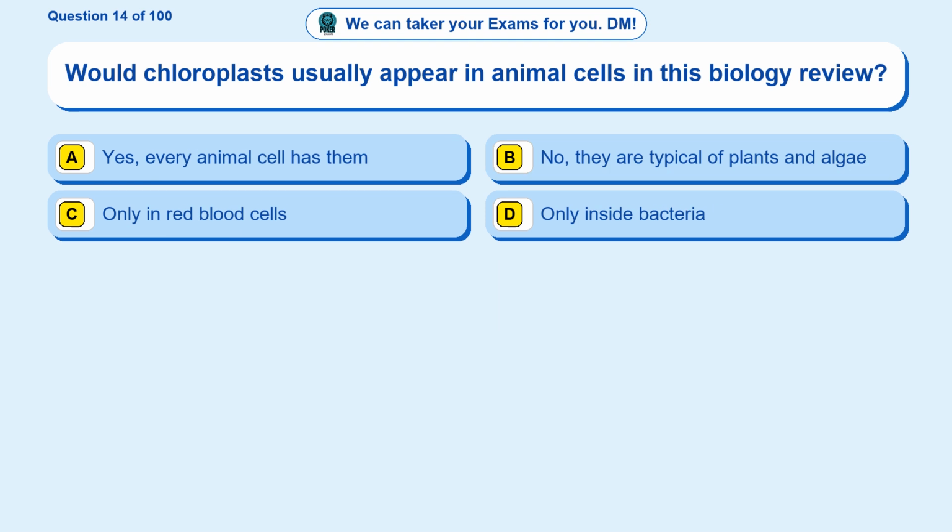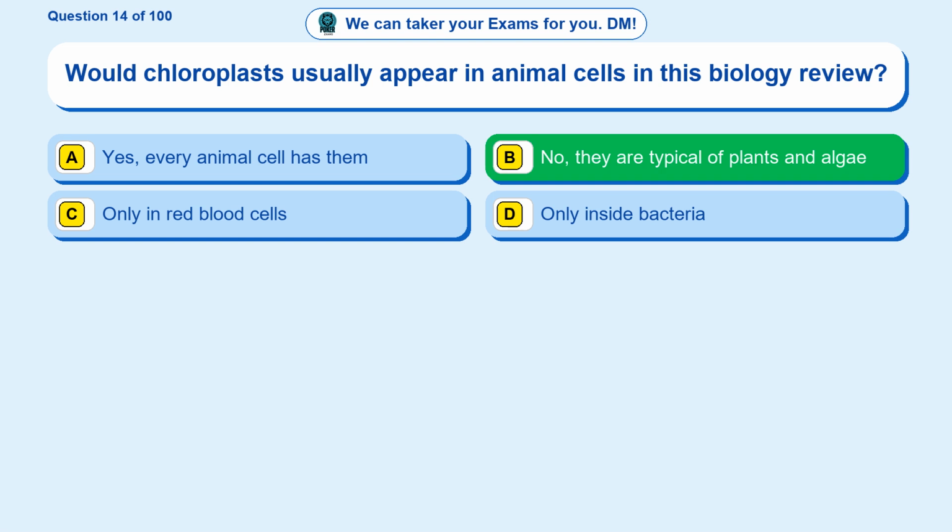Question 14. Would chloroplasts usually appear in animal cells in this biology review? Option A. Yes, every animal cell has them. Option B. No, they are typical of plants and algae. Option C. Only in red blood cells. Option D. Only inside bacteria.